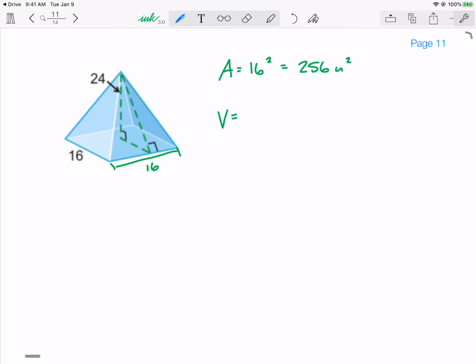So then my volume is area times height divided by 3. So I've got 256 times 24 divided by 3. And I should end up with 2,048 units cubed.